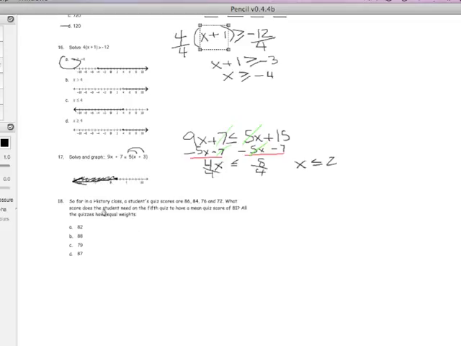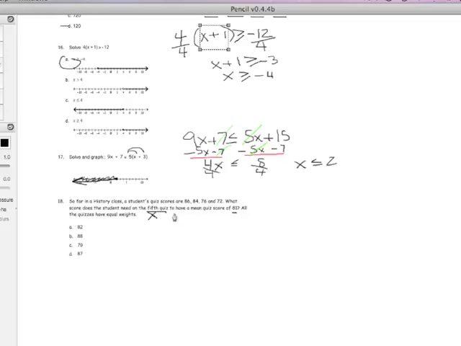So far in a history class, a student's quiz scores are these. What score does a student need on the 5th quiz to have a mean score of 81? And all quizzes have equal weight. Okay, so let's call the 5th quiz x. And we want all of these to add up, with x, divided by 5, to equal that 81, right?